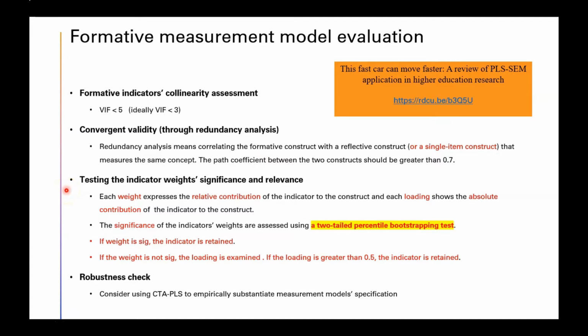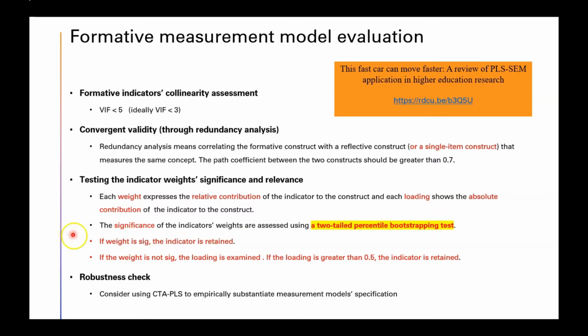And then the third step is to test the indicator weight significance and relevance. Each weight expresses the relative contribution of the item to the construct, and each loading shows the absolute contribution. So both weights and loadings are important for a formative measurement model. Also note that the significance of the indicators' weights is assessed using a two-tailed percentile bootstrapping test. So make sure that you select a two-tailed test, select percentile bootstrapping, and then do the analysis.